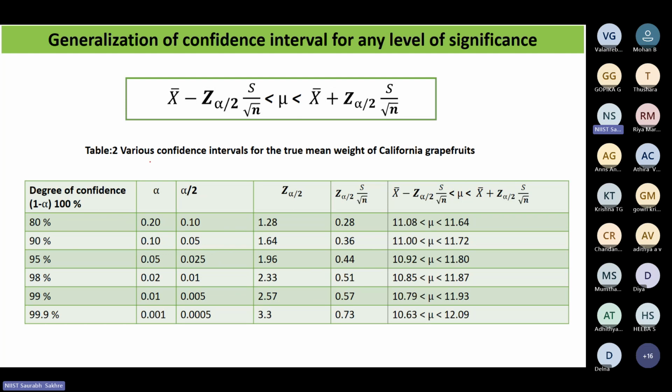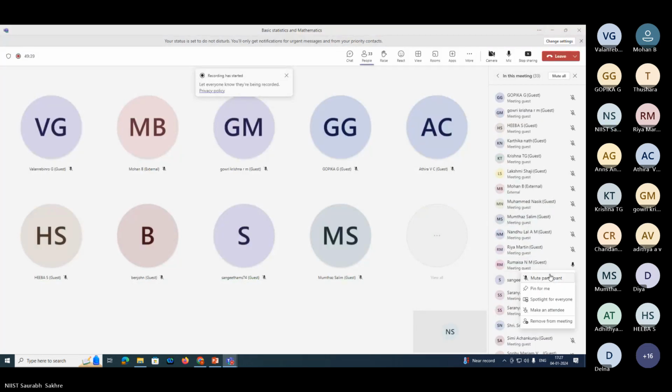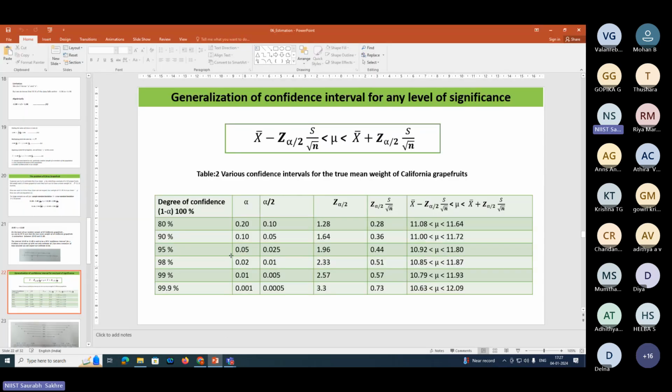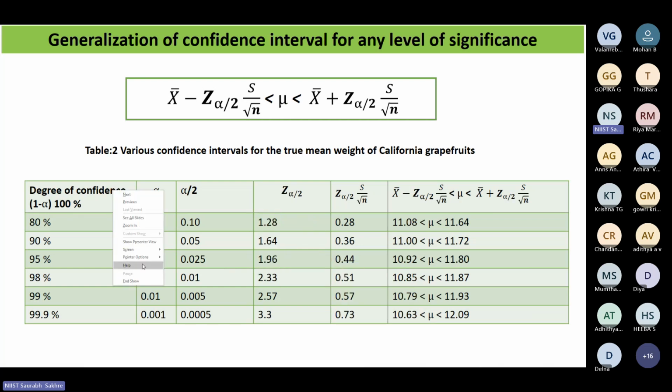Here, for different degrees of confidence, I have calculated all these things, starting with 80%, let's say. Suppose I want to start with 80%. So 1 minus alpha is 80%, so of course alpha will be 0.20 only. Then only this is 80%.